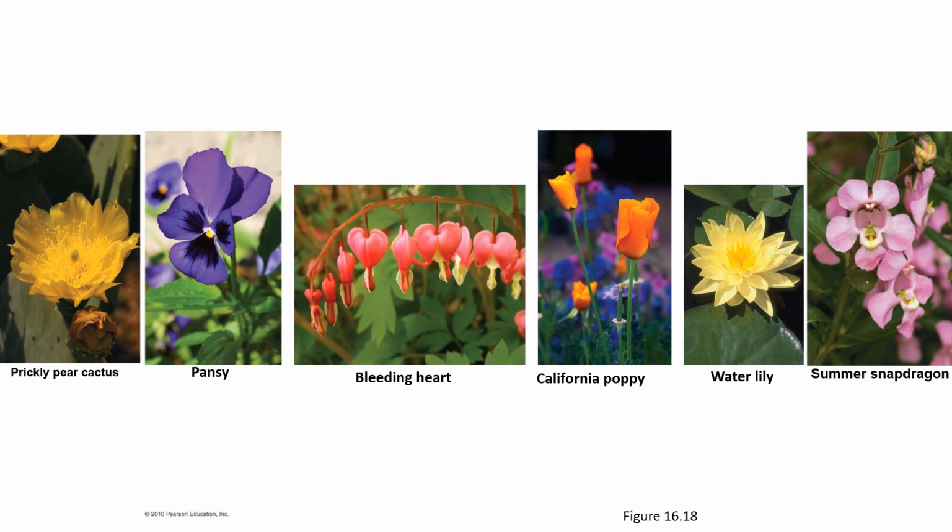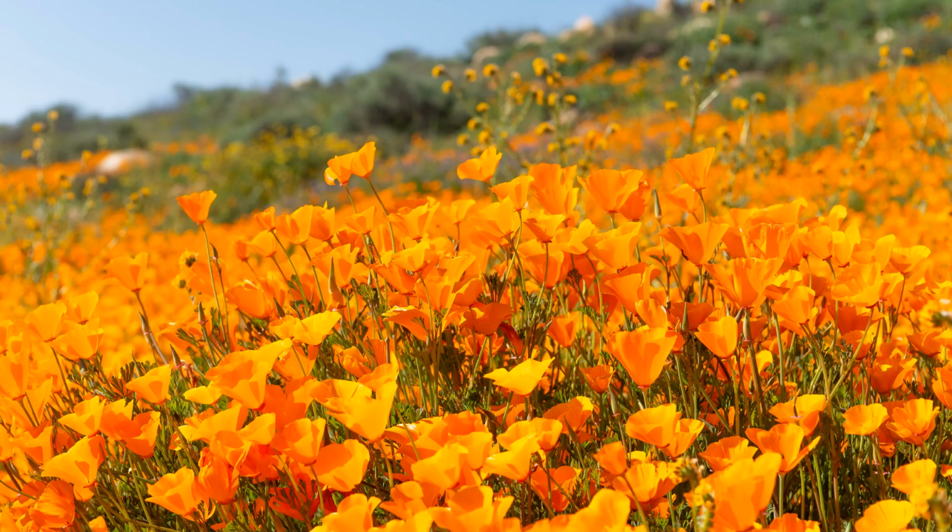So here are some different flowers. We have a prickly pear cactus, pansy, bleeding hearts, the California poppy, water lily, and a snapdragon. They all have very different shapes and structures, but they all have the reproductive parts, the male and female, pollen and ovary. And here is a beautiful picture from last super bloom of California poppies out in Lake Elsinore.